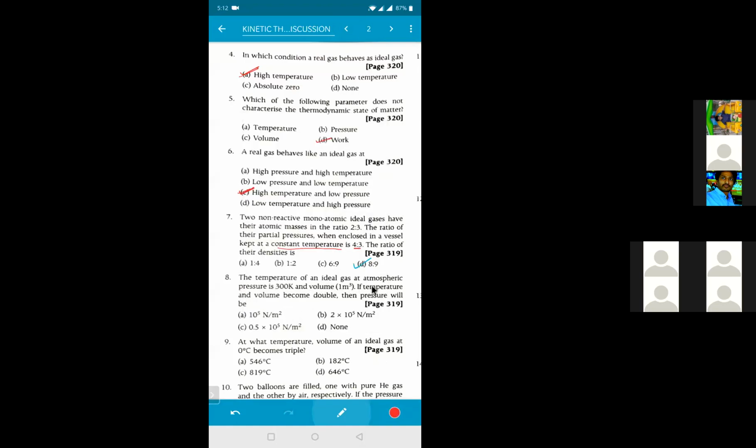The temperature of an ideal gas at an absolute pressure is 300 Kelvin and volume is 1 meter cube. If the temperature and volume become double, then what will the pressure be? Again, same ideal gas equation, PV is equal to nRT. I need to use the pressure relation right now.